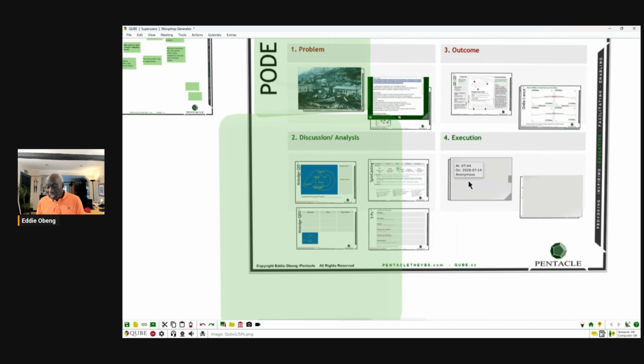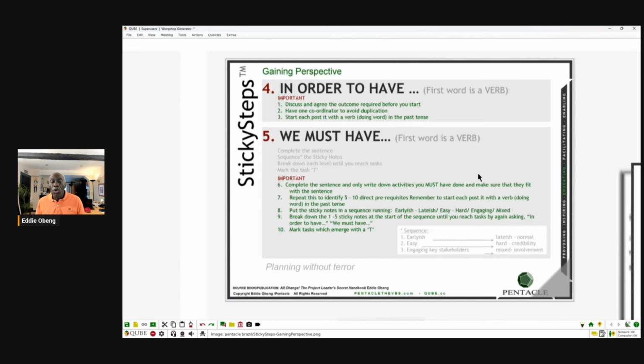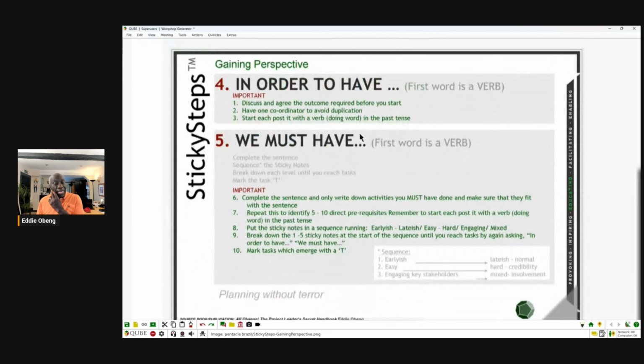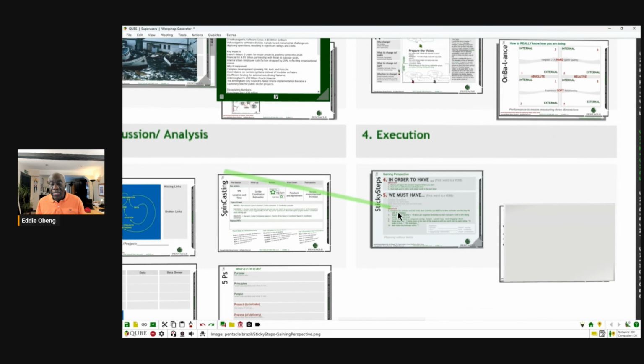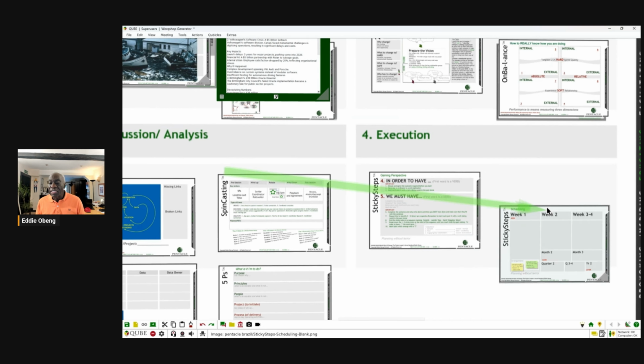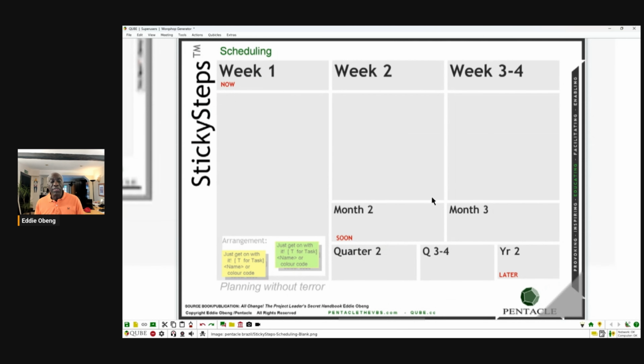And then you go into execution, and execution usually falls into things like sticky steps. If you've worked with sticky steps, you'll know that you can take any problem and fix it as sticky steps. And then you probably want also with the sticky steps to have a timeline. So that's the second part of sticky steps.